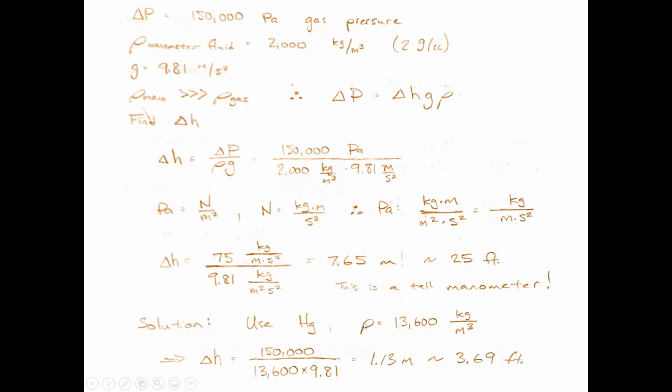But if we did instead use a more dense fluid like mercury, so that it's almost 7 times the density of whatever we were using up here. So if we put that in down here instead, we don't have to mess with all the units. We know all the units work out if we put in kilograms per meter cubed down here. We would get 1.13 meters, or 3.69 feet, which is much more manageable.